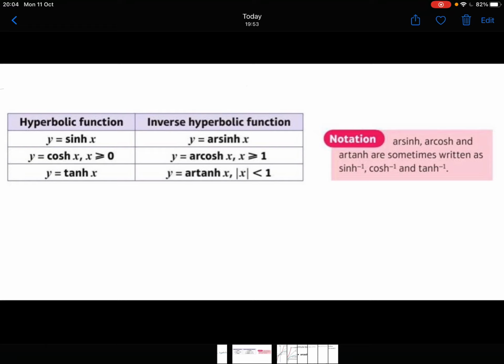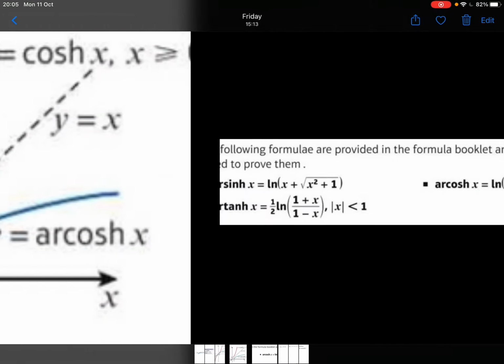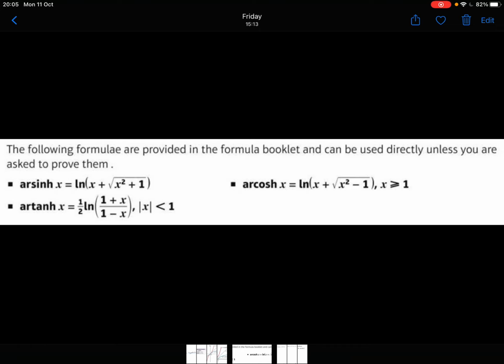Now we've seen that the hyperbolic functions can also be defined in terms of exponentials. We've seen that sinh can be defined as e to the x minus e to the minus x divided by 2. And so it would make sense then that the inverse hyperbolic functions could be defined in terms of logarithms. And they can. This is how they are defined. These are formulae that are provided to you in the formula booklet, but you could be asked to prove them as well. So that's what I'm going to do now.